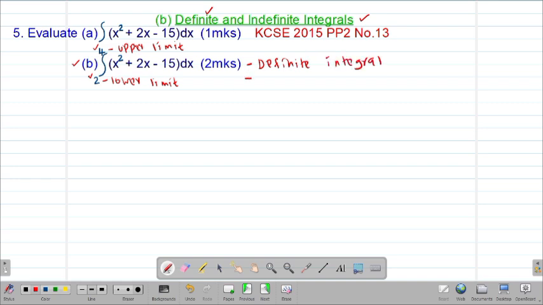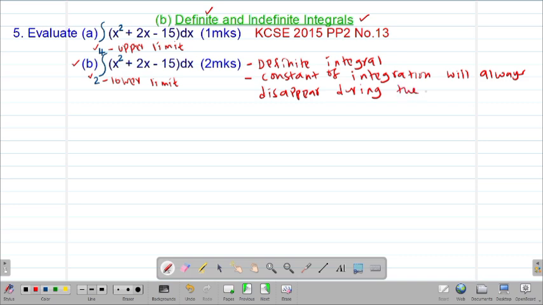Then another point to notice is that in the case of a definite integral, the constant of integration will always disappear during the process of integration. Basically, whenever you substitute the limits of integration, the constant of integration will always disappear. Therefore, there's no need of including it.